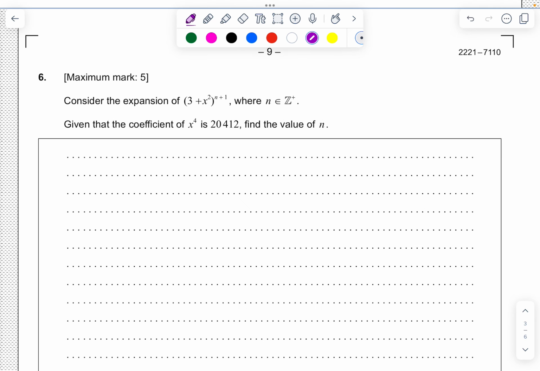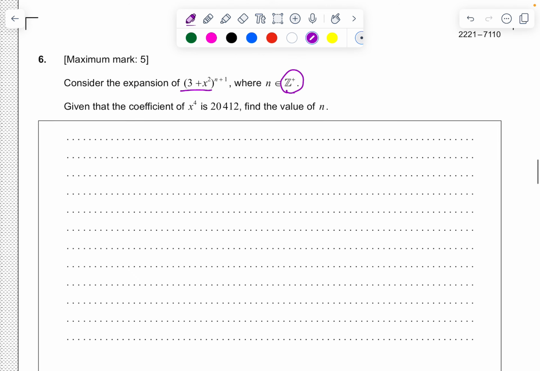The next question is 5 marks. 5 marks means maybe it is not that hard, but let us see. Consider the expansion of 3 plus x square whole to the power of n plus 1, where n is again a positive integer. Given that the coefficient of x to the power of 4 is 20,412, find the value of n.